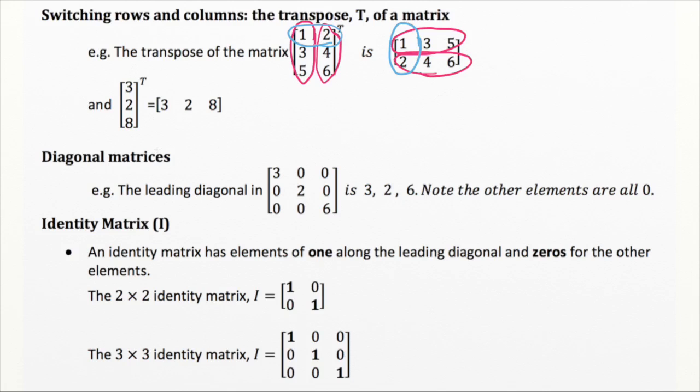Diagonal matrices are another type of special matrix. So a leading diagonal is that diagonal there that goes from left to right, top to bottom. And the leading diagonal has particular numbers, but every other element is a 0. So that is what we would call a diagonal matrix.